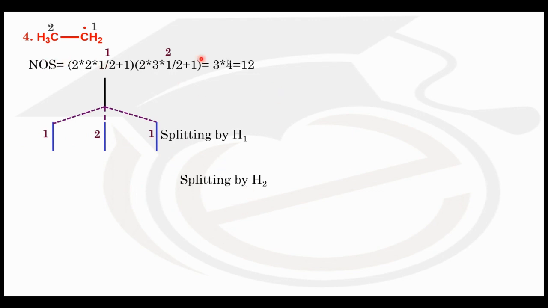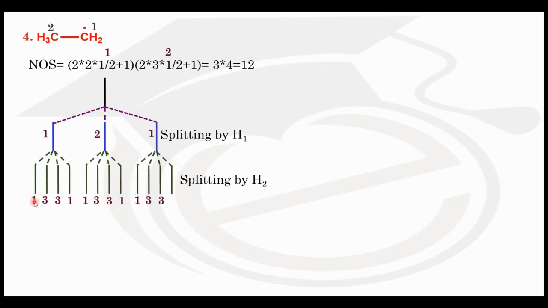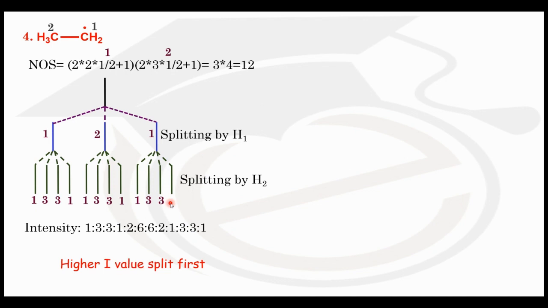Next, splitting by the second hydrogen, and the second hydrogen will split as 4, 2 into 3 into 1 by 2 plus 1. So each signal will split as 4, and the ratio will be 1 is to 3 is to 3 is to 1. Here one more 1 is there. Don't forget to write this.